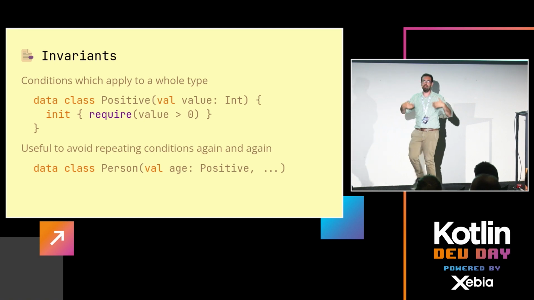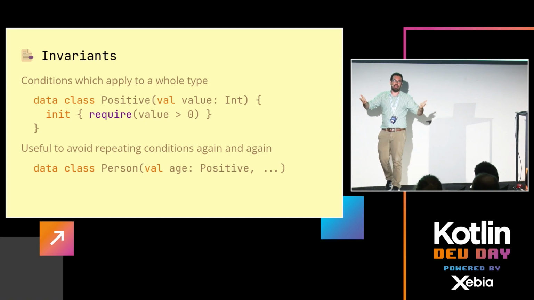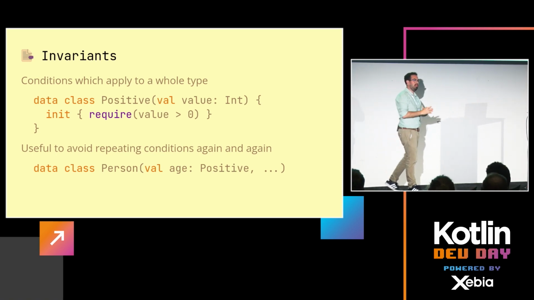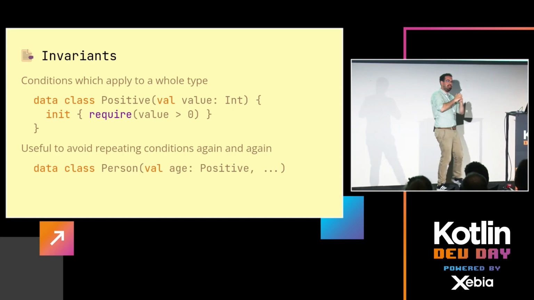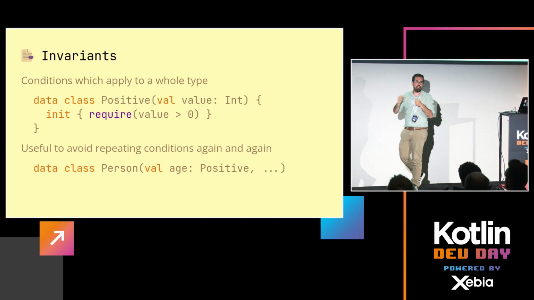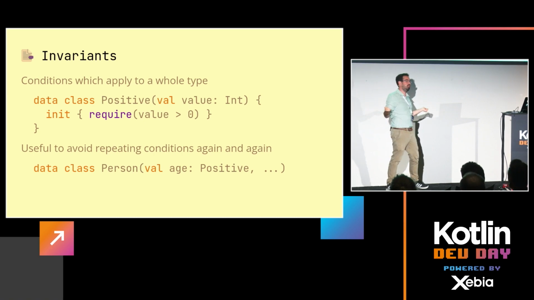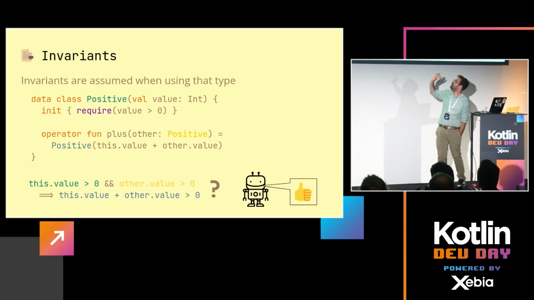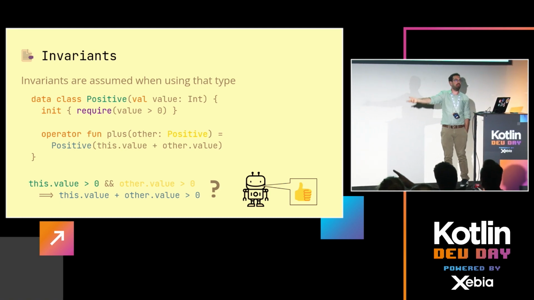Imagine you always have a positive number, like an age, and then you have to write all the time age greater than 0, age greater than 0. Well, just wrap it in a type and say this is a type of integers with this extra condition, the condition that this thing is greater than 0. And this is then assumed every time you use the type.